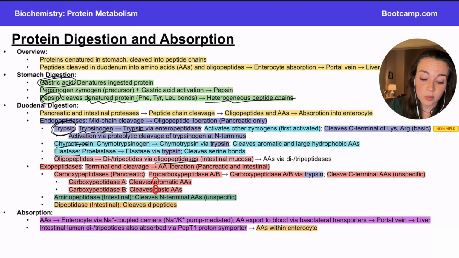peptide chains. And then we have exopeptidases like the carboxypeptidases and aminopeptidases and even di and tripeptidases, which are cleaving from the outside. And we're getting those peptides smaller and smaller until they're in their individual amino acid building blocks, which can be absorbed into the enterocyte and into the blood and go off to the liver.